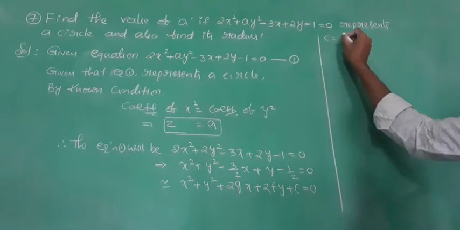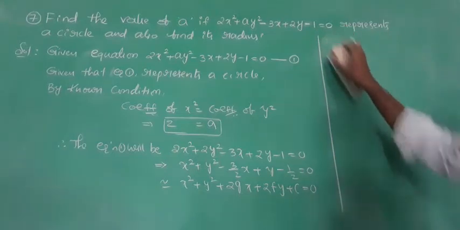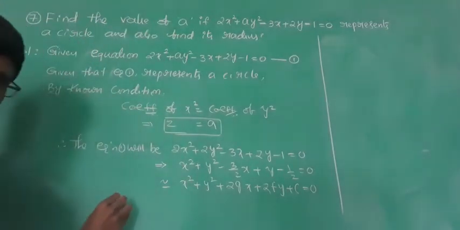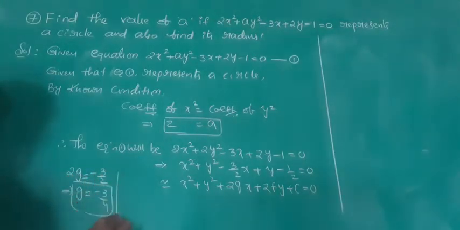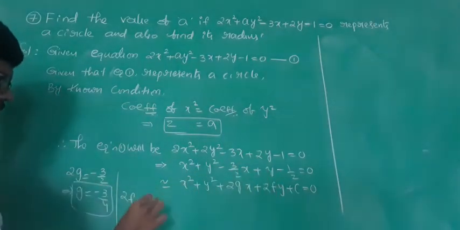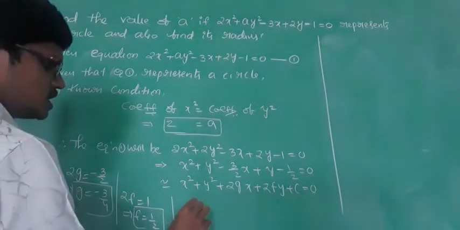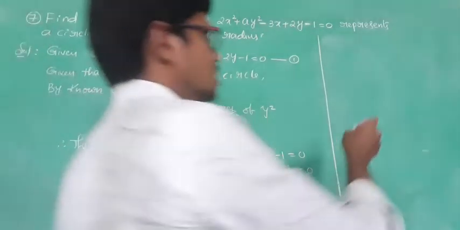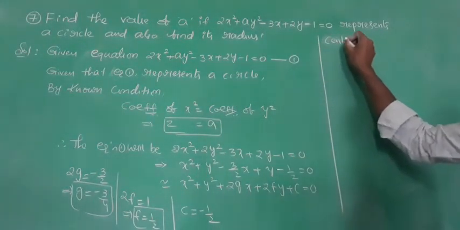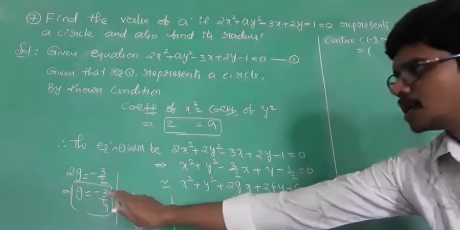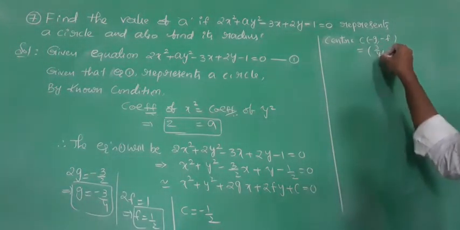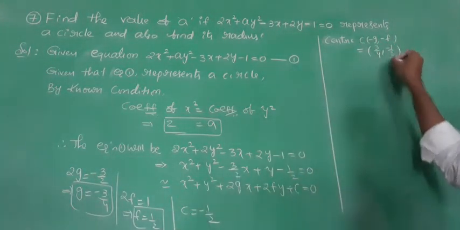See here, 2g is equal to minus 3 by 2, then g is equal to minus 3 by 4. And 2f is equal to 1, then f is equal to 1 by 2. And c is equal to minus 1 by 2. So substitute here. The center is minus g comma minus f, that is minus of minus 3 by 4, that is 3 by 4, and minus 1 by 2.